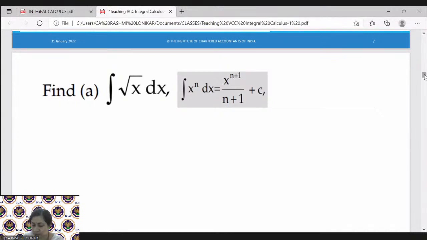As we wrote in derivative also, similarly here we are going to use the basics of indices.